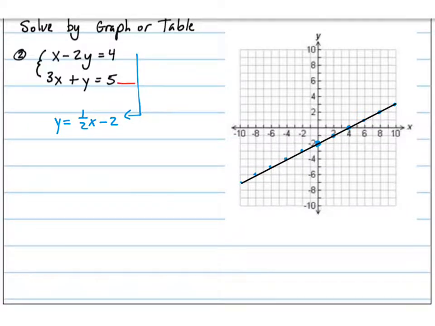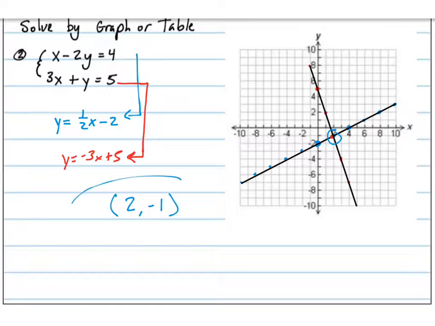Then we do the same thing with the second one. We're going to put this in slope-intercept form, meaning move the x. So y equals negative 3x plus 5. So we start at 5. We're going to go down 3, right 1, down 3, right 1, down 3, right 1, until we have enough points. At this point, we see our intersection takes place at 2, negative 1, so that is our solution.